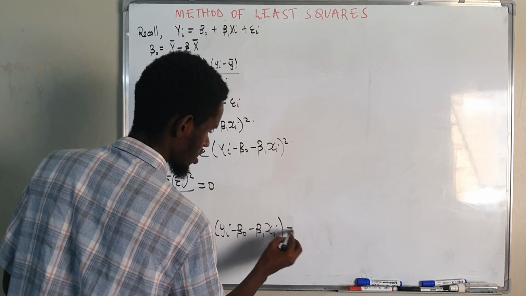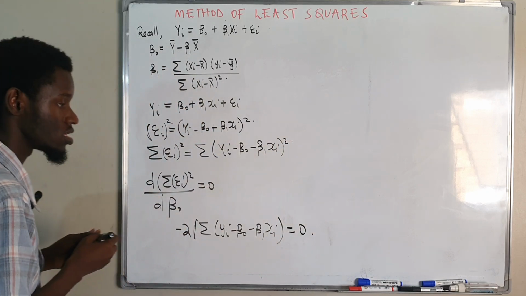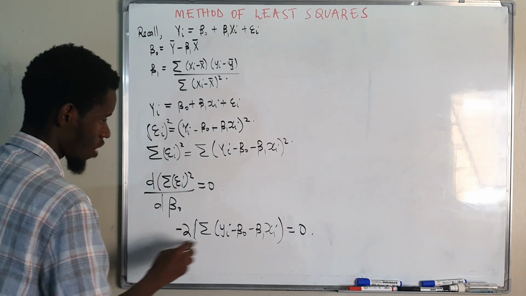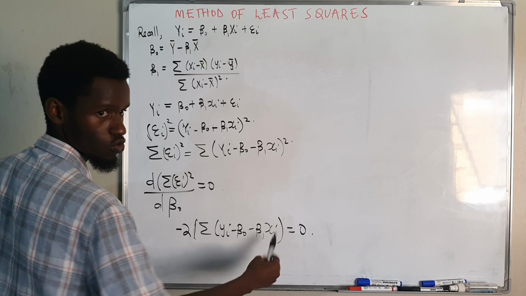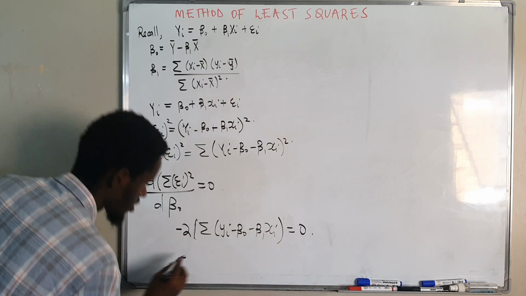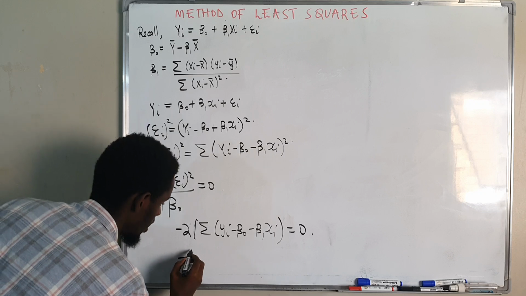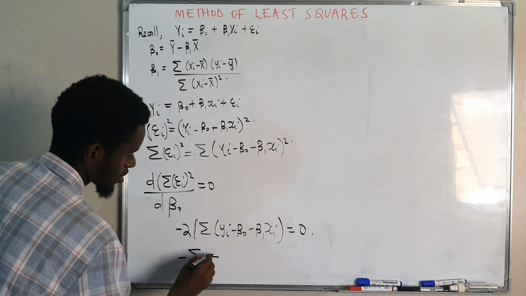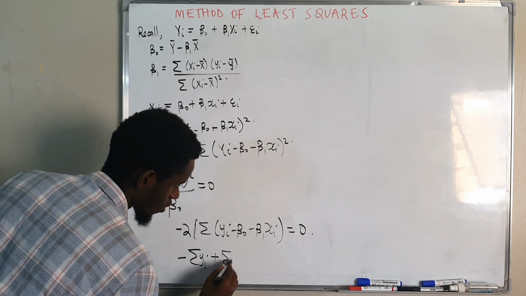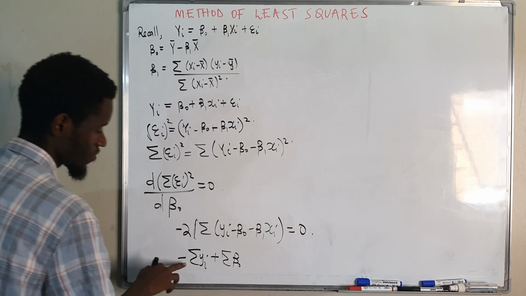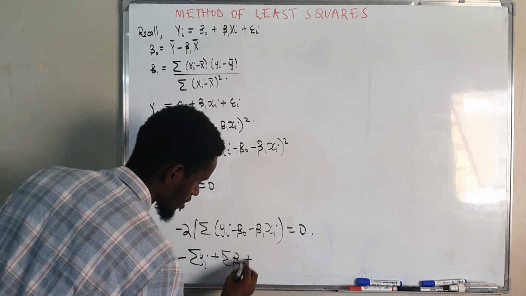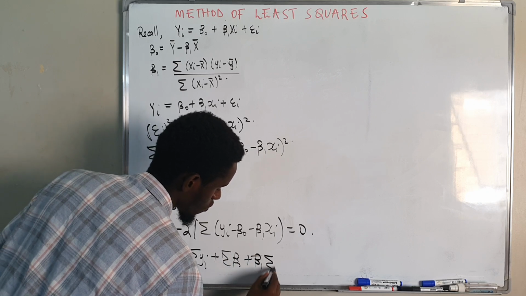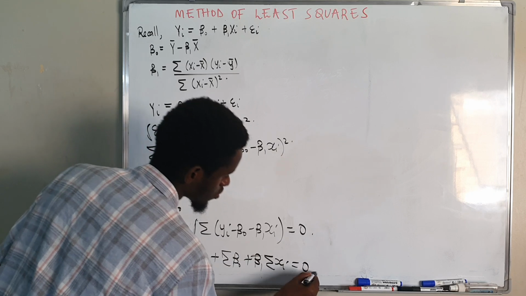I equate to 0 because I'm saying I want to get the least value. Now from here, these 2 will cancel with the 2, because I divide by 2, so it will be 0. I want to remain with the negative outside here. Now if I open brackets, I have negative summation of yi. Then this negative makes it a positive, plus summation of b naught. Then this negative also becomes a positive, plus summation of b1, because b1 is a constant, then summation of xi, equal to 0.